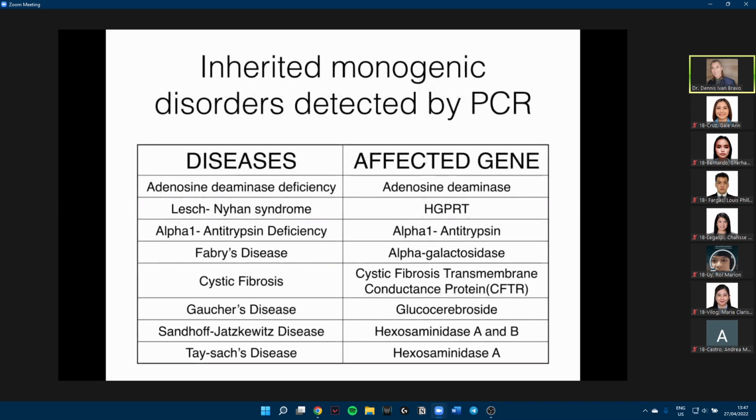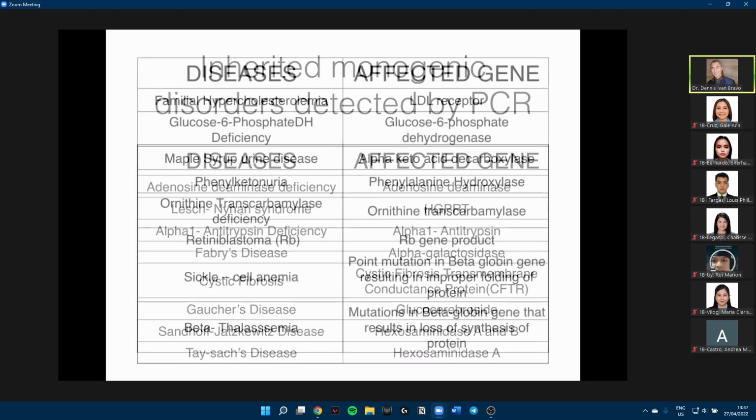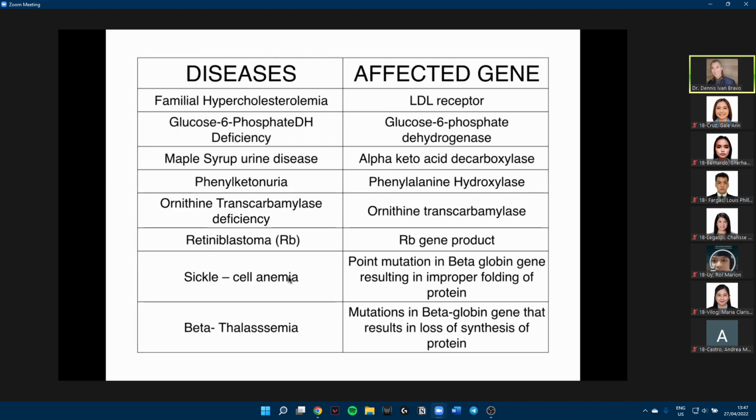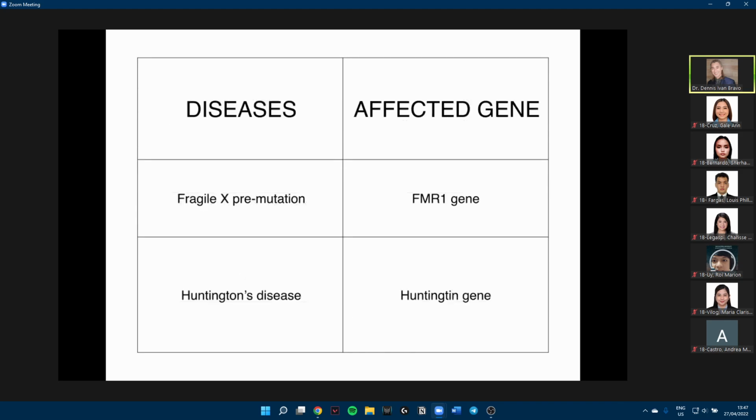So these are some of the monogenic disorders that can be detected by PCR. A lot of them have been discussed in your CBL, like cystic fibrosis, Lesch-Nyhan, adenosine deaminase deficiency, PKU, OTCD, sickle cell, beta thalassemia. And early this morning, you discussed Fragile X, right? Premutation can be detected using PCR, as well as Huntington's disease. Well, for today's example, we use Huntington's disease as the representative monogenic disorder that can be detected using PCR.